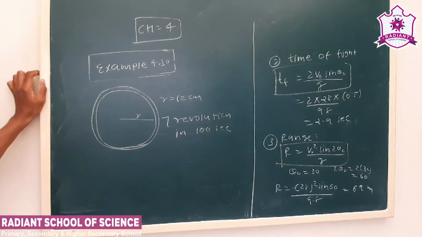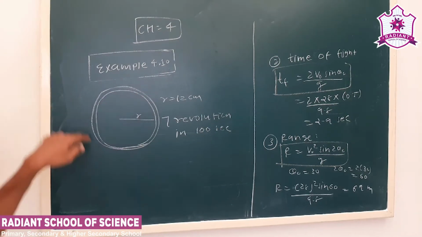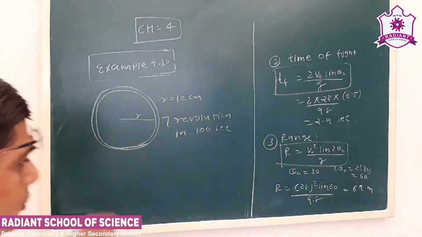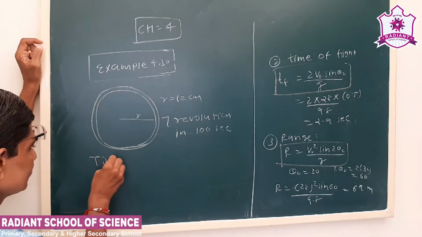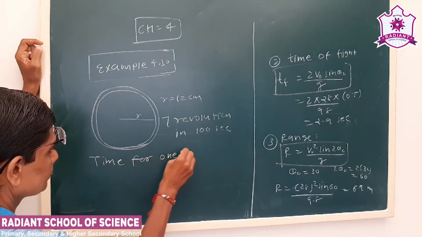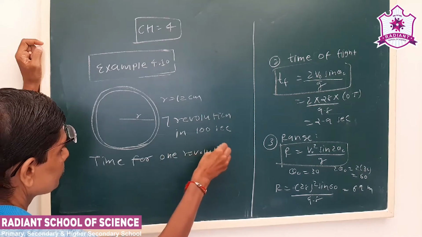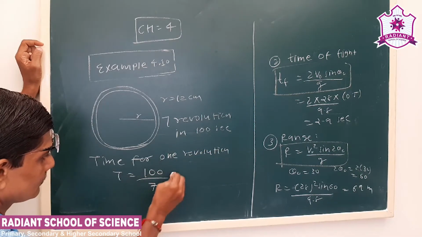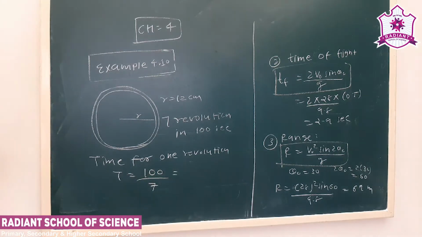Now see, our periodic time is the time to complete 1 revolution. So here for 7 revolutions it takes 100 seconds. So time for 1 revolution is 100 upon 7. Okay. Now we have to calculate our linear speed. Okay. What is the angular speed?